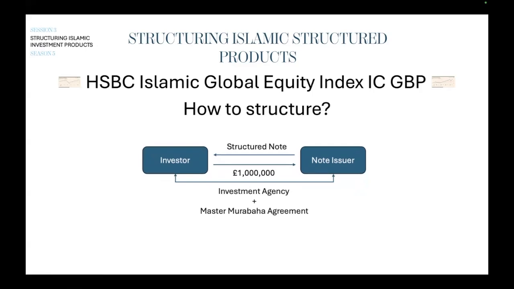So basically, the investor would appoint, through the structured note, the note issuer as its investment agent. And of course, this would have another arrangement, which would be governed by a master murabaha agreement, pursuant to which the investor and note issuer may enter into a series of commodity trades. And we would go into the details of this in a while. I'm simplifying things for you to understand.